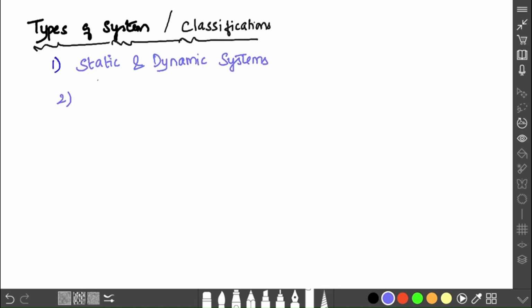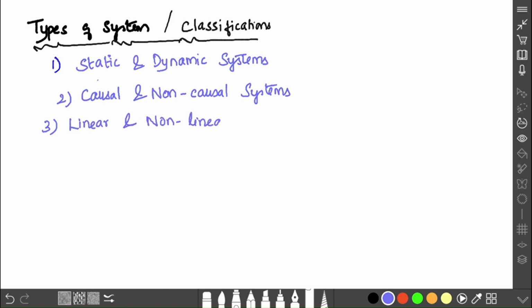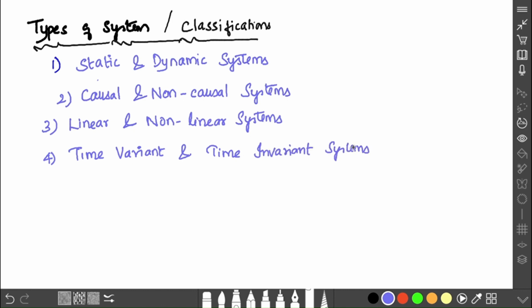So the classification of systems is next. Though there are many classifications, here 5 classifications are considered important as far as your syllabus is concerned. The first one is static and dynamic systems. Second is causal and non-causal systems. Third, linear and non-linear systems. Fourth, time variant and time invariant systems. And fifth, stable and unstable systems. So we will see these topics one by one.